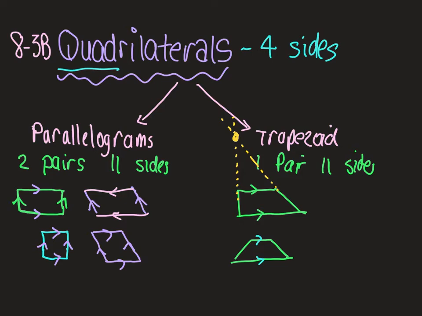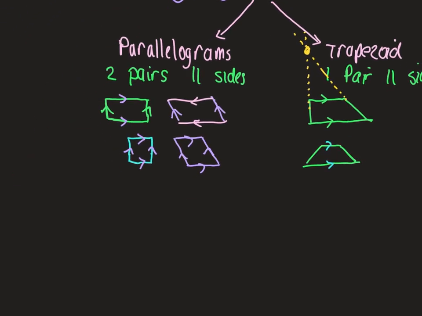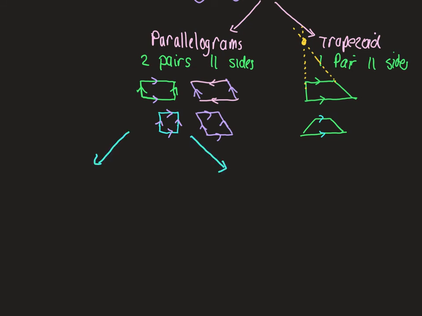Now let's take a look at these parallelograms. We can divide this into groups. One group, all we care about are the angles. The angles are 90 degrees. They have 90-degree angles. The other category, we care about their sides. Four congruent, congruent meant equal, four congruent sides.